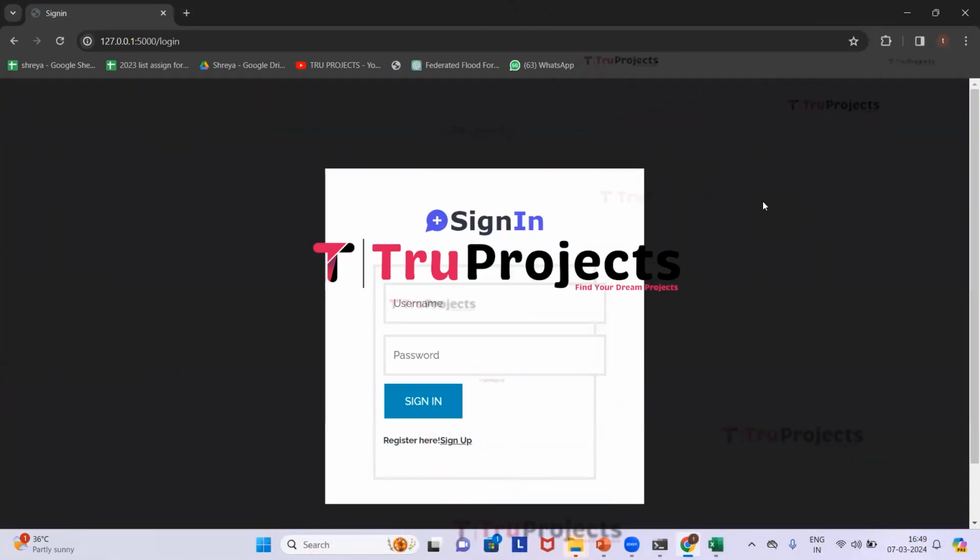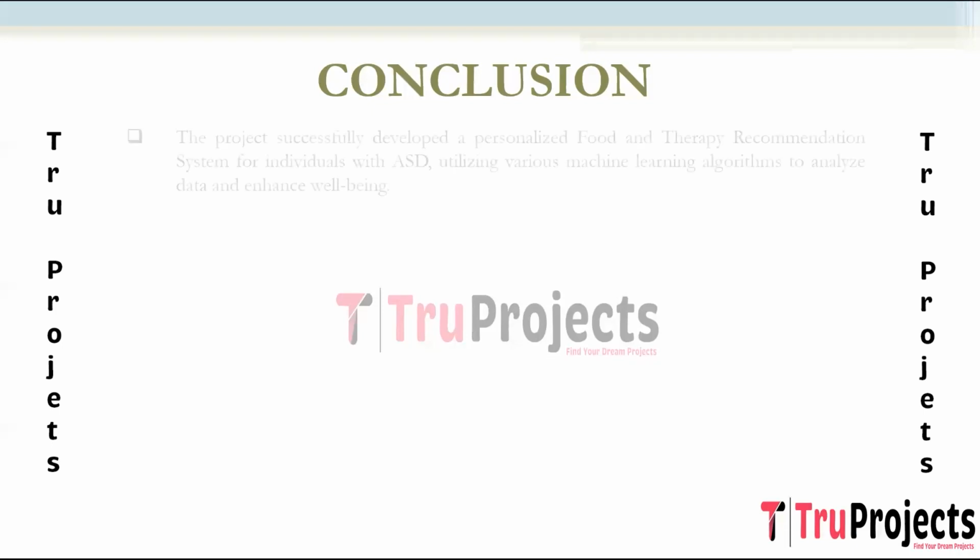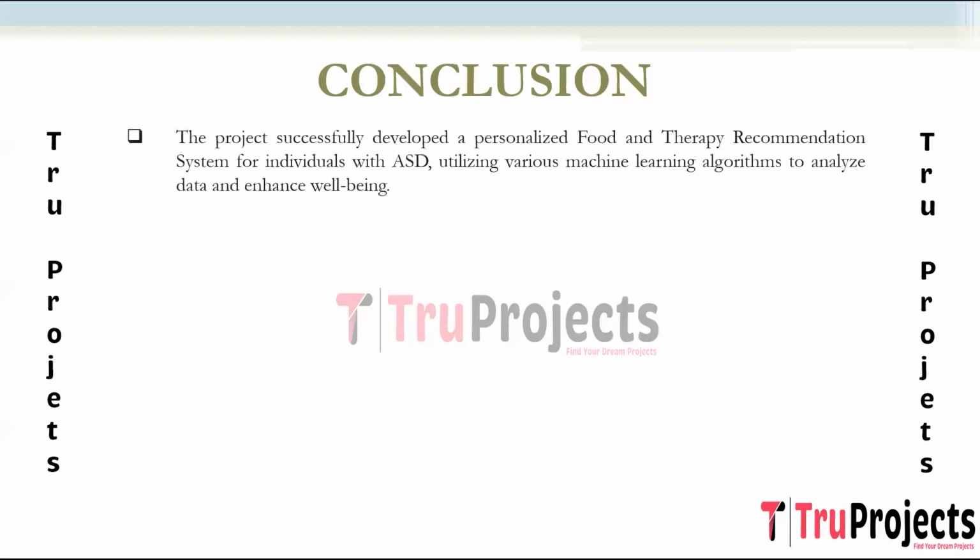In this way, just by entering the parameters and answering questionnaire, we will get the prediction whether autism spectrum disorder detected or not. If it is detected, it will recommend food and therapy suggestions. So the conclusion of the project is the project has been successfully developed to create a personalized food and therapy recommendation system for individuals with autism spectrum disorder. It incorporates various machine learning algorithms to analyze data, generate personalized recommendations, and improve the well-being of individuals with ASD.